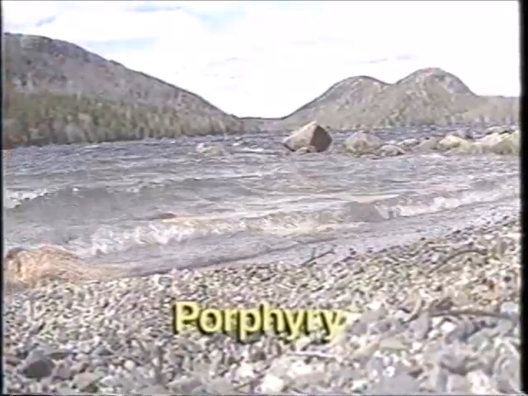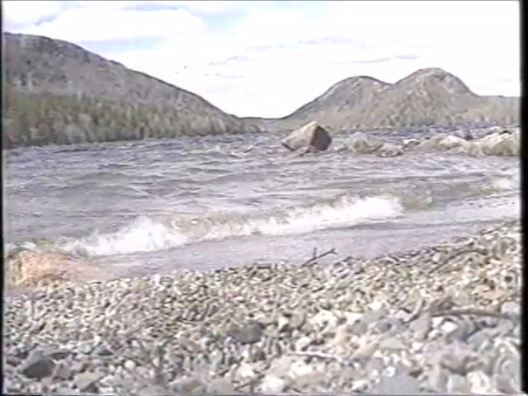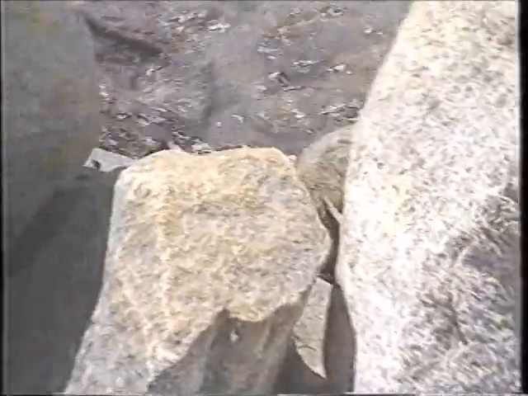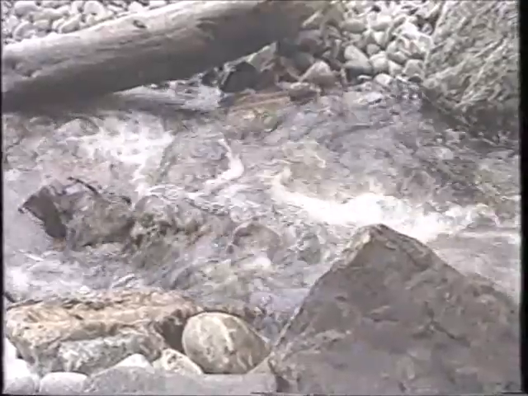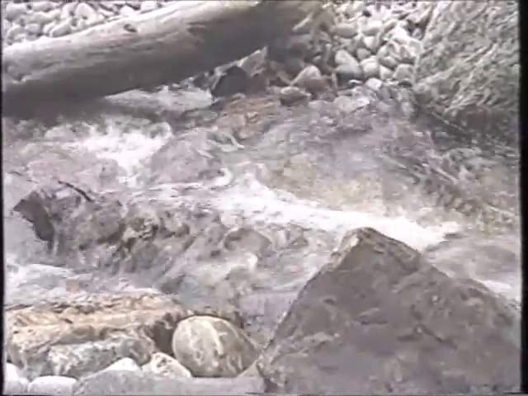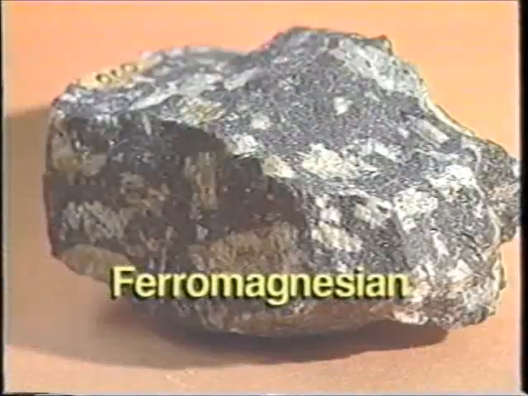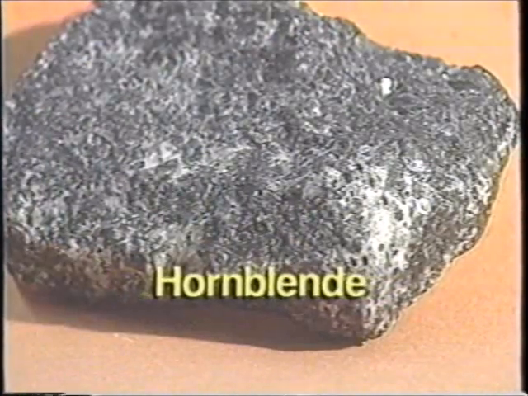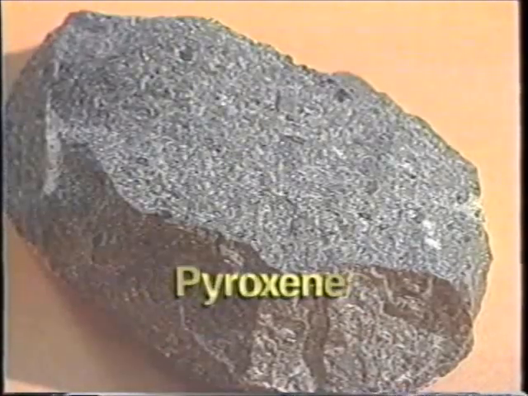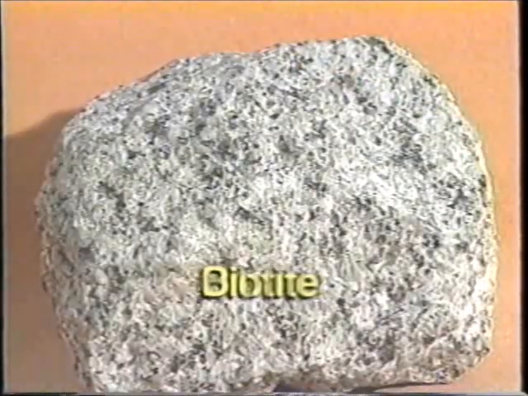In most igneous rocks, the common rock-forming mineral is one of the feldspar family of minerals, generally accompanied by smaller amounts of quartz. These minerals are generally light in color. Other important rock-forming minerals are those containing iron and magnesium, called ferromagnesian minerals, such as hornblende, pyroxene, olivine, and biotite.